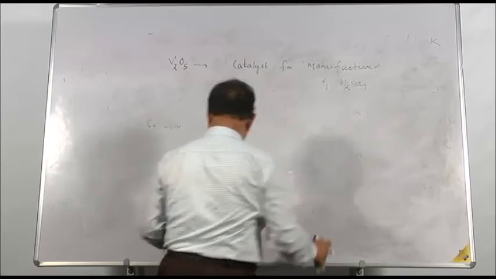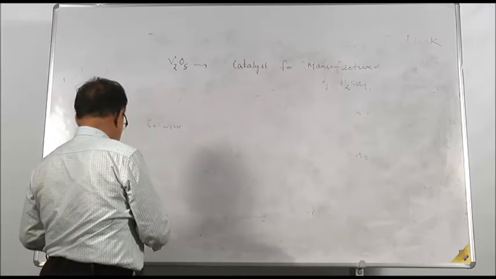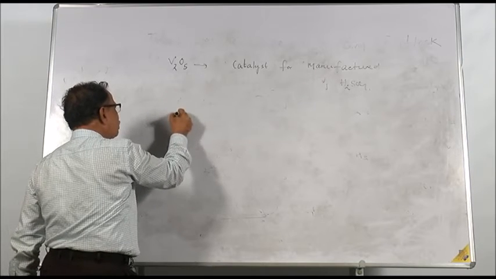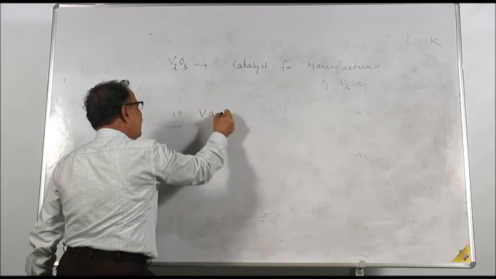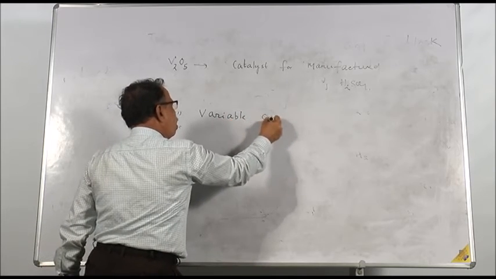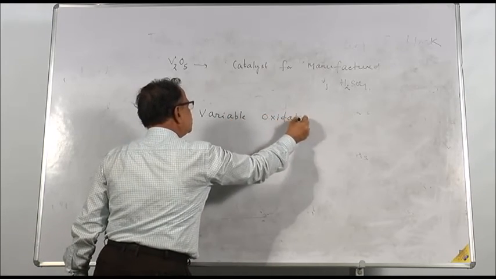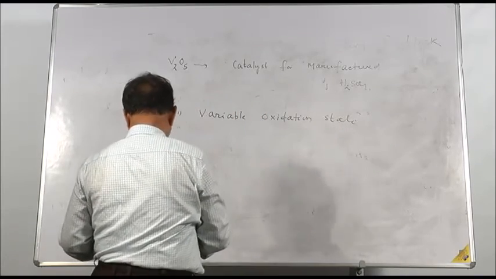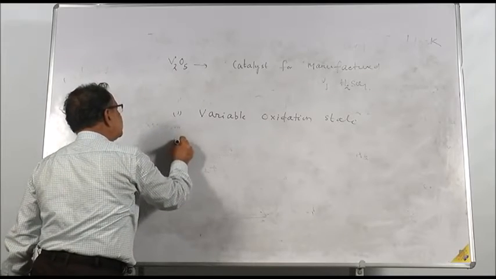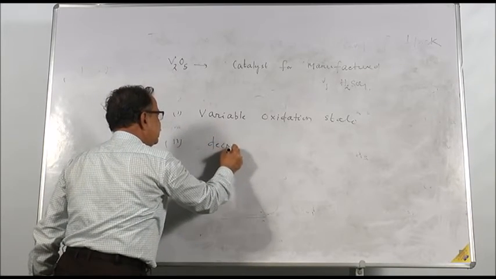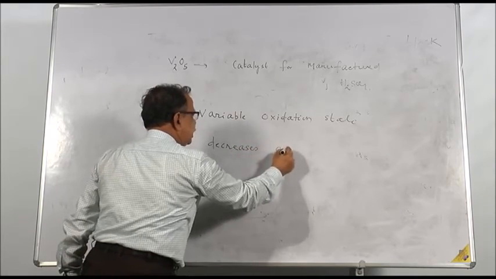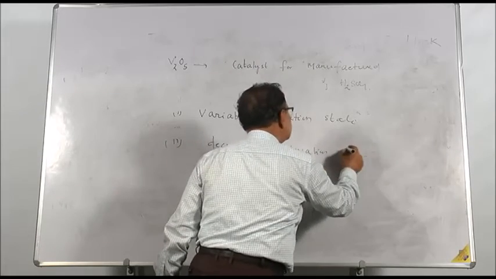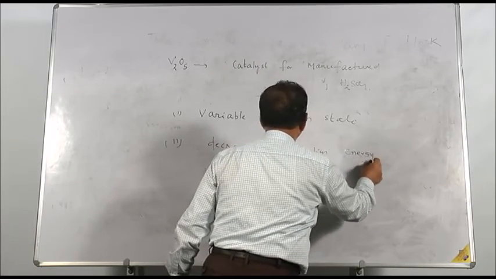Similarly, another example is there. Why do they form catalysts? Because, number one, of variable oxidation state. Due to variable oxidation state, they can act as catalyst, and they decrease the activation energy. When the activation energy decreases, the reaction will be quicker.